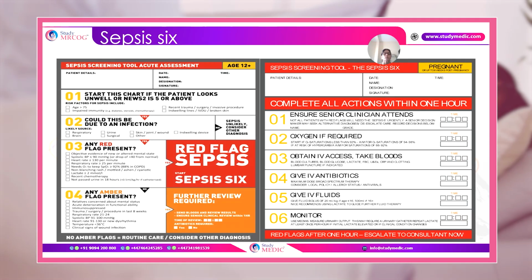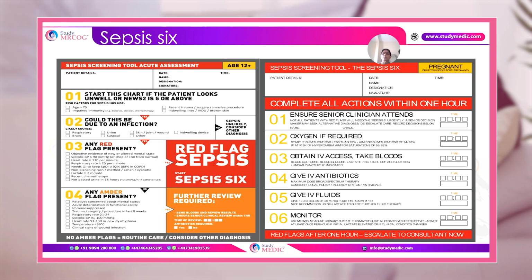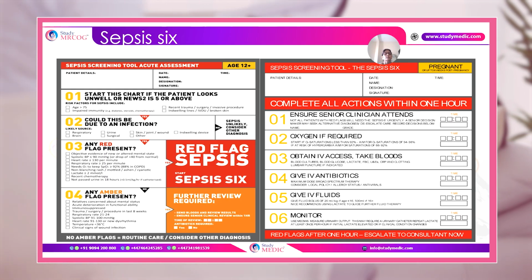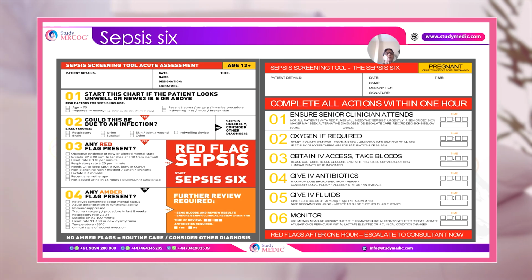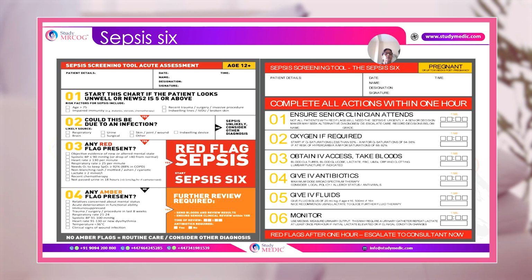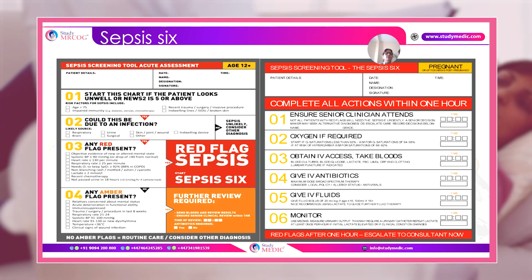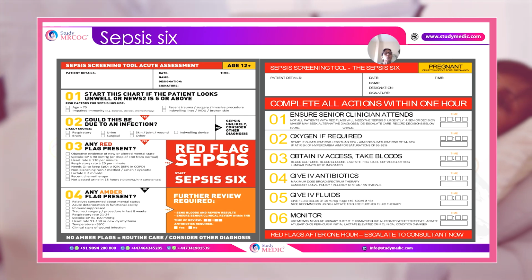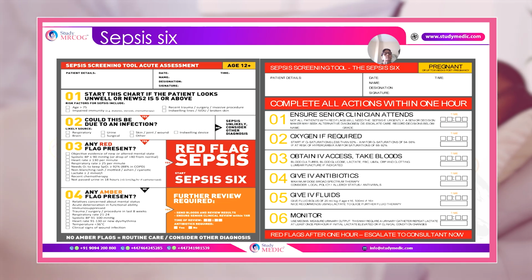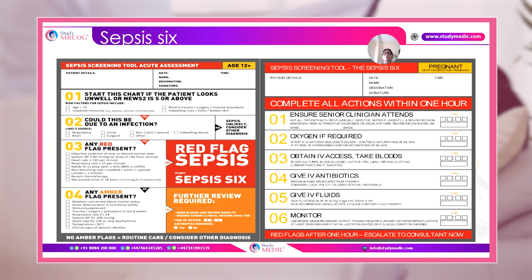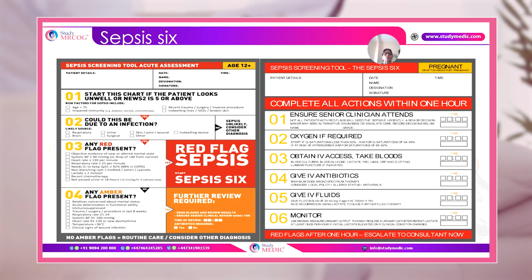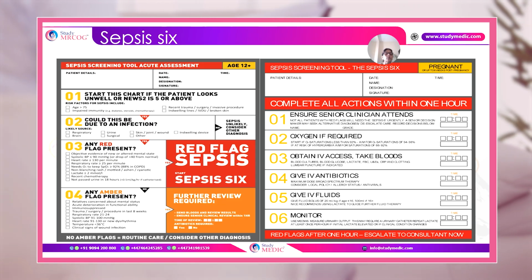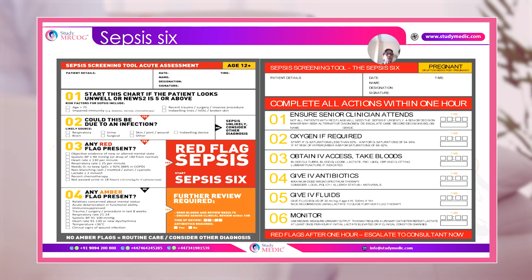Now, this is something known as the sepsis 6 bundle. So, first of all, you will be putting the patient, the first one is the sepsis screening tool acute assessment. So, you will put this patient on a NEWS chart, okay, and you would like to find out whether this could be due to an infection. So you have to find out what is the source of infection.